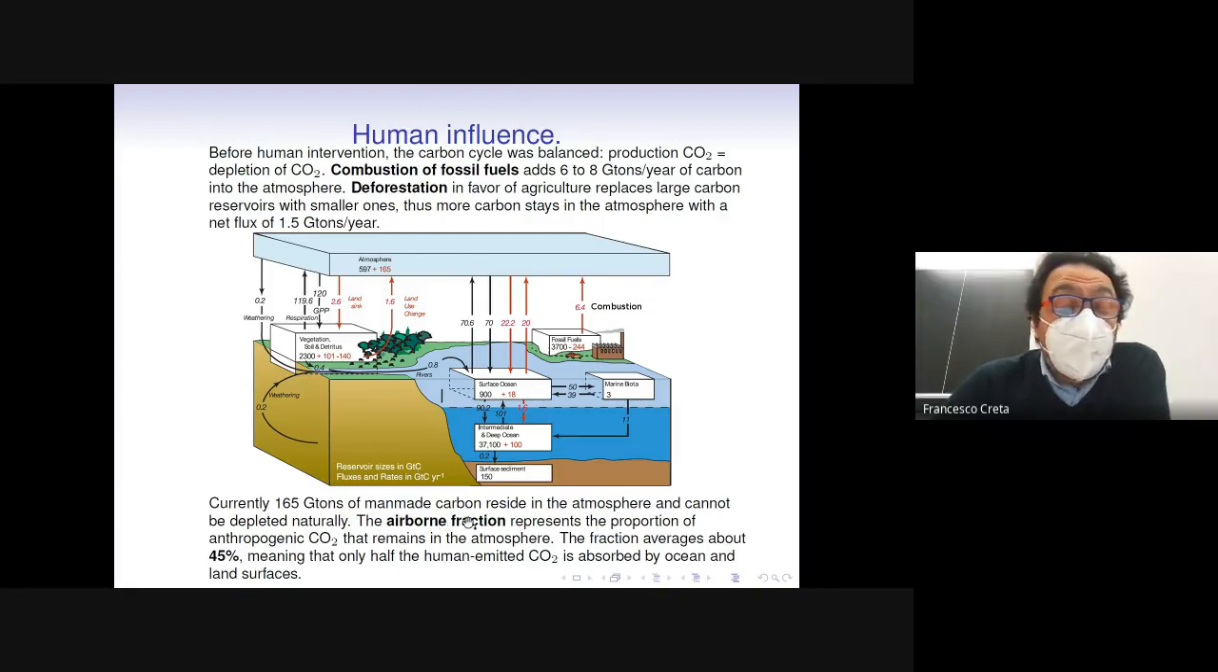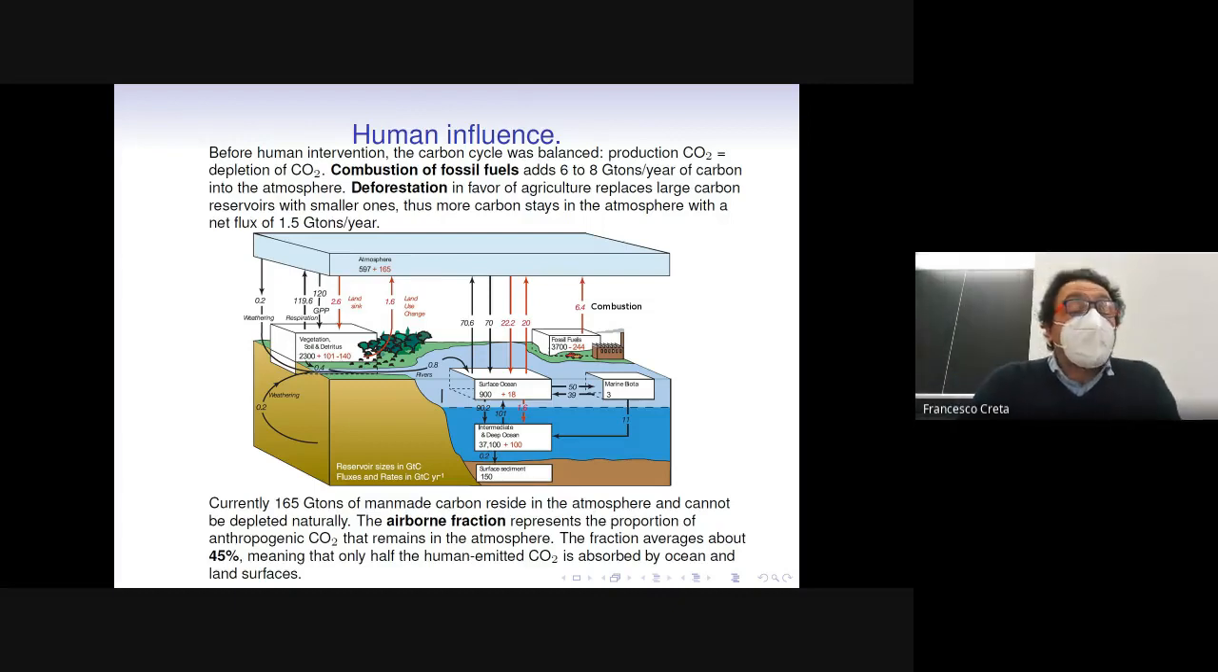There is something called the airborne fraction, which represents the proportion of CO2 that's been man-made, so it's called anthropogenic CO2, that actually remains in the atmosphere. This fraction currently averages 45%, which means that essentially only half of the human-emitted CO2 can be absorbed by essentially the ecosystem, like land and the ocean.